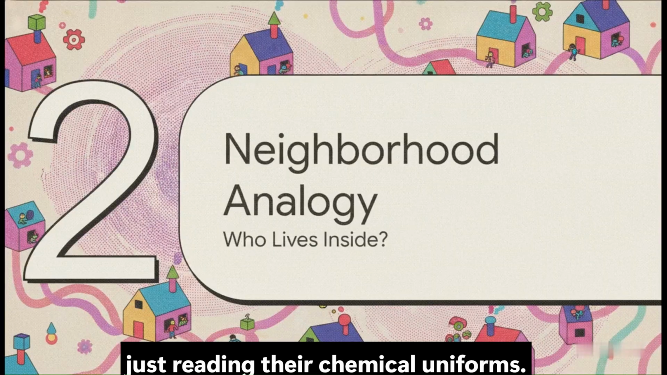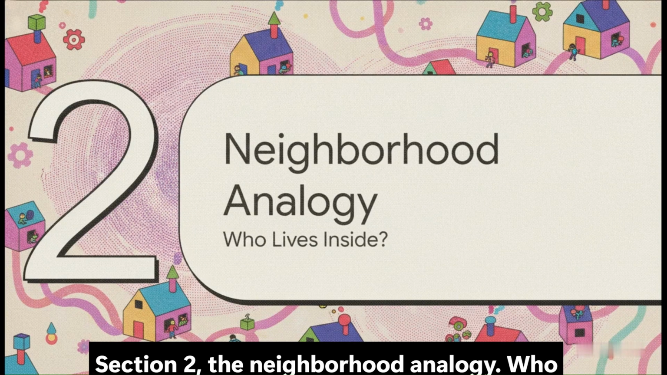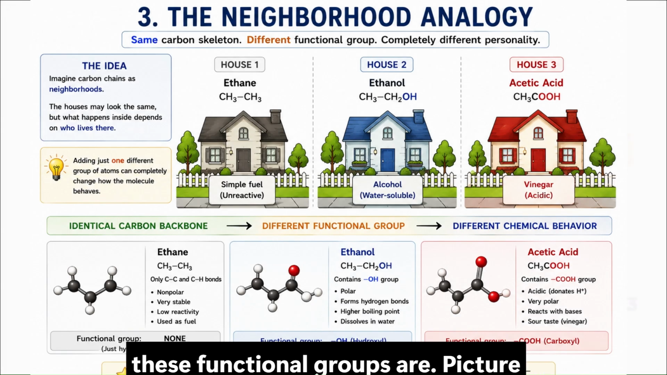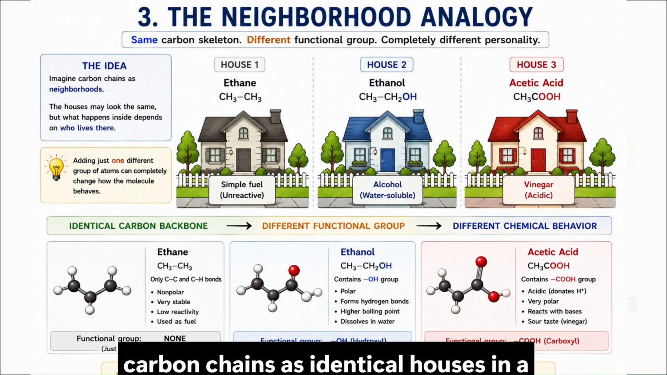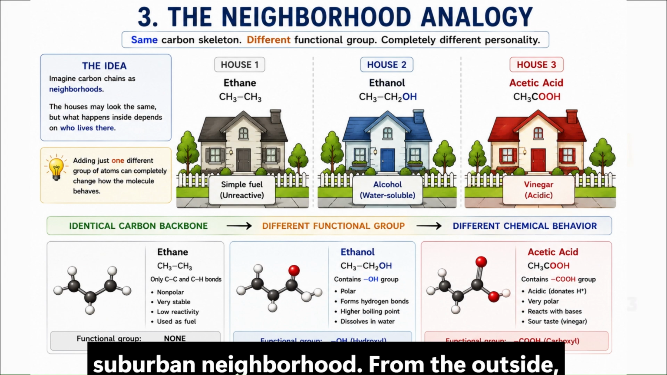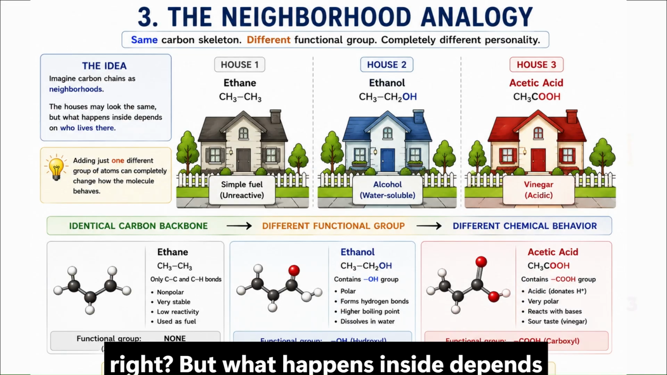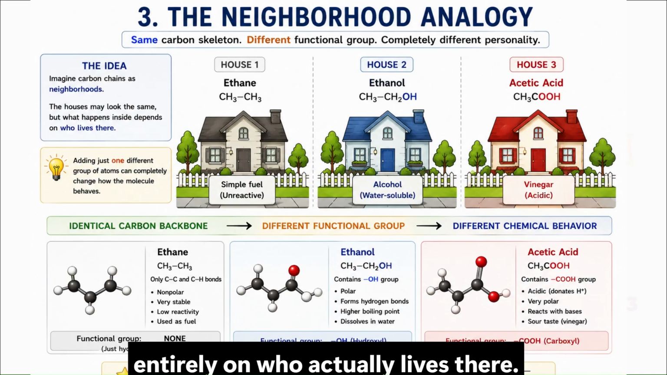Section 2. The neighborhood analogy. Who lives inside? To really grasp how powerful these functional groups are, picture carbon chains as identical houses in a suburban neighborhood. From the outside, the framework looks exactly the same, right? But what happens inside depends entirely on who actually lives there.